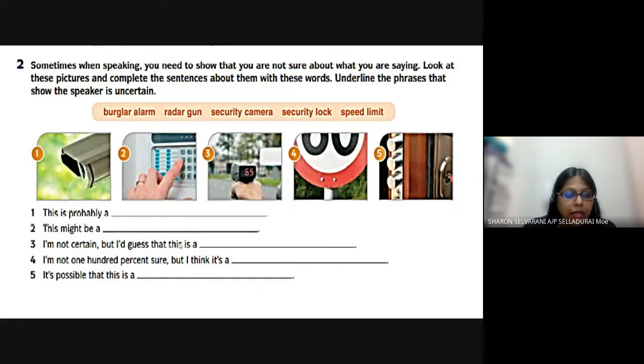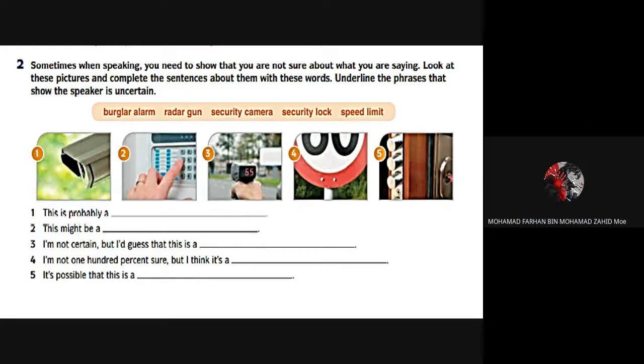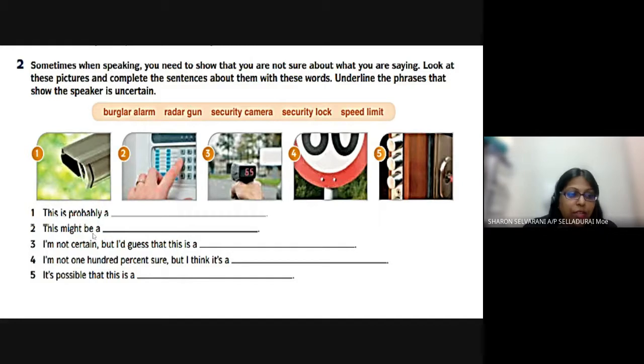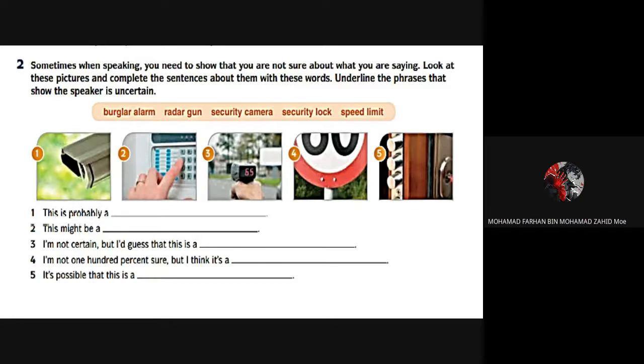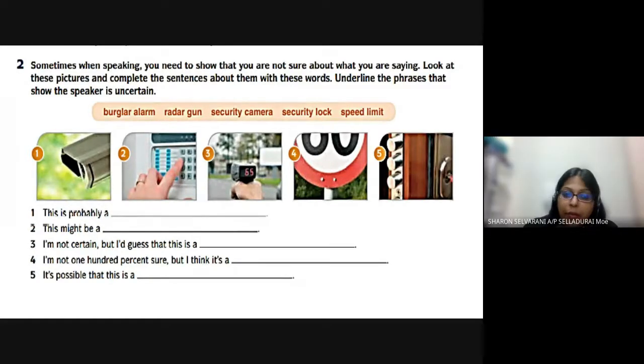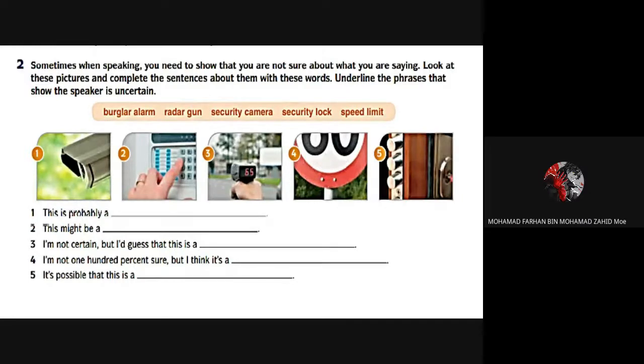This might be a. So, which word in this phrase here shows that you are not certain, you are not sure? Might. All right, so might or might be. Okay, number 3. I'm not certain, but I'd guess that this is a. Okay, so which word here? I'm not certain. Okay, I'm not certain. Another one more? Guess. Okay, you're just guessing.